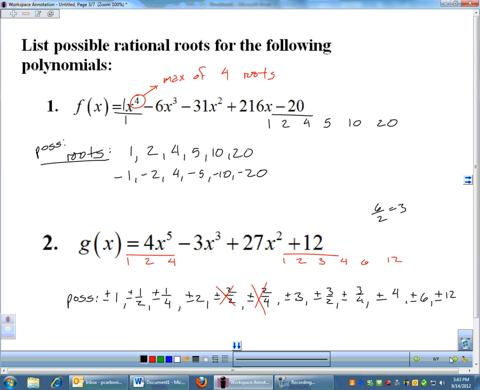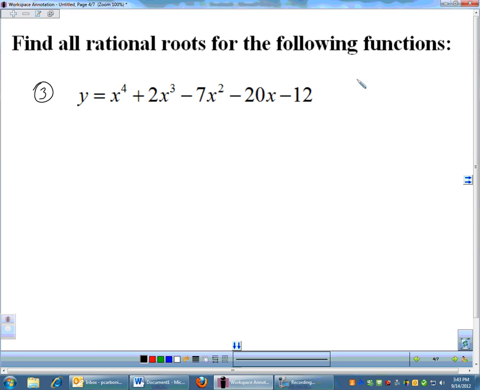So once we list the possibilities, then what I'm going to want you to do is actually find which ones work. So here's an example where we're going to find the ones that work. And I'm going to start by listing my factors of 12, which are 1, 2, 3, 4, 6, and 12.